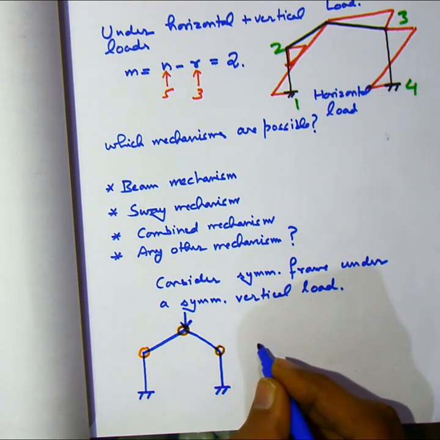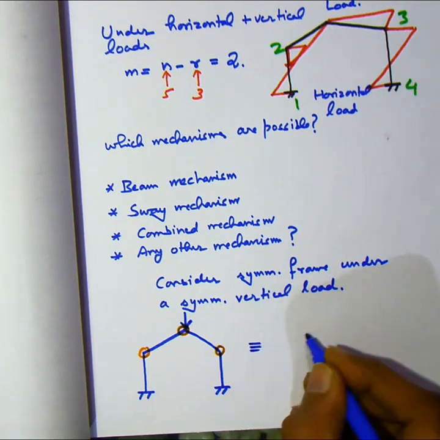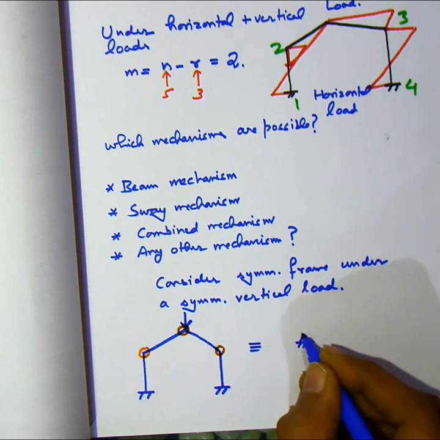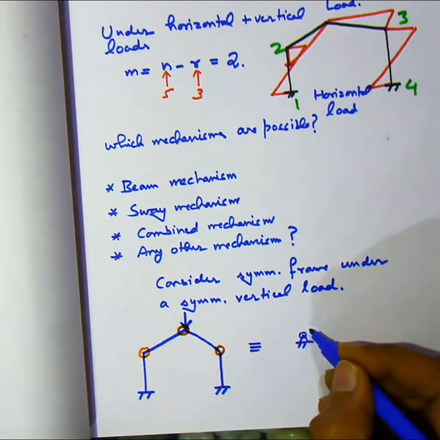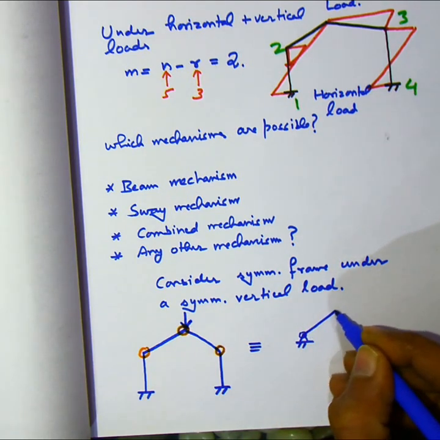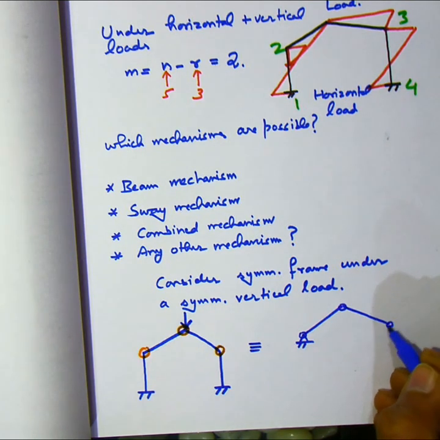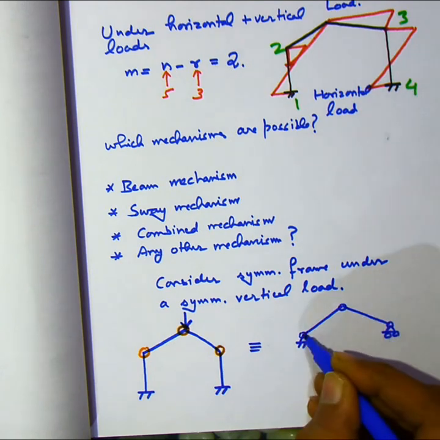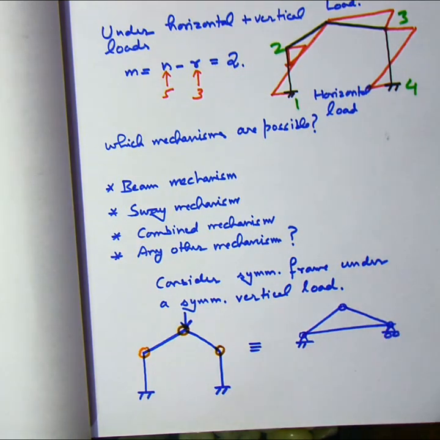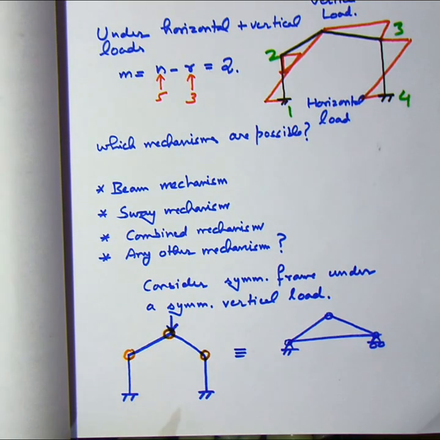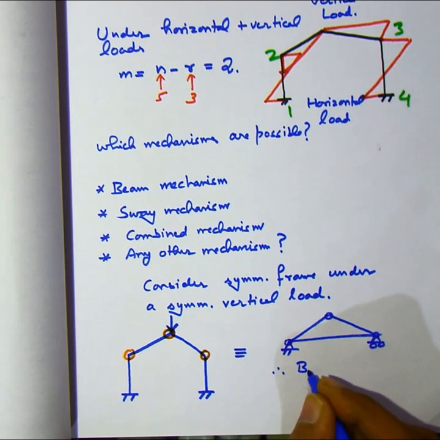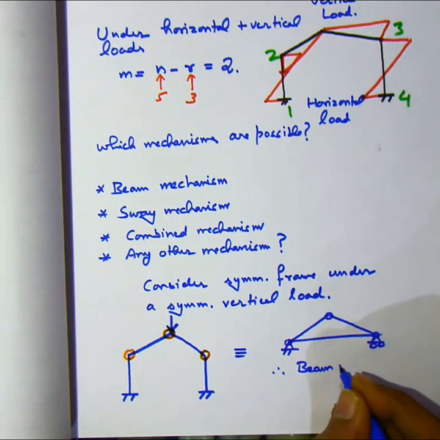So for the beam mechanism, we need 3 hinges: in the top of the columns, both left and right, and then the crown. So now is it a mechanism? It is not a mechanism, it's a stable structure. What prevents it from being a mechanism? The reason is that the axial effect of the members will come into action. So it's just like a truss section now. So this will not be a mechanism.